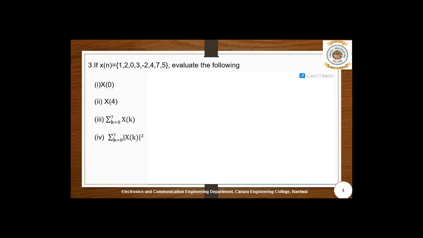Let us begin with the third problem. We have been given the sequence x of n is equal to 1, 2, 0, 3, minus 2, 4, 7, 5. There are 8 values in the sequence and we need to find out initially X of 0. So we know the formula for DFT. It is X of k is the summation for n varying from 0 to 7 of x of n e to the power minus j 2 pi by 8 kn.